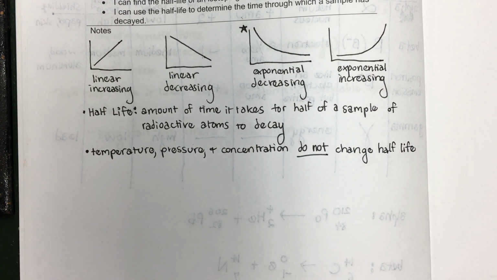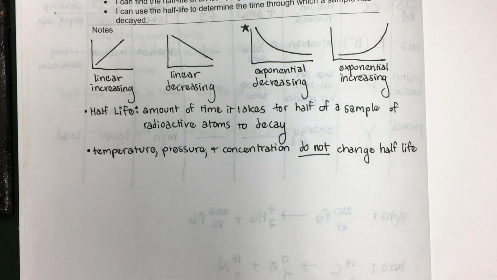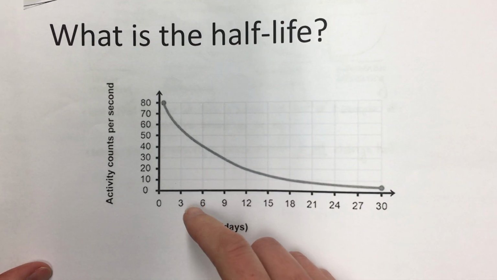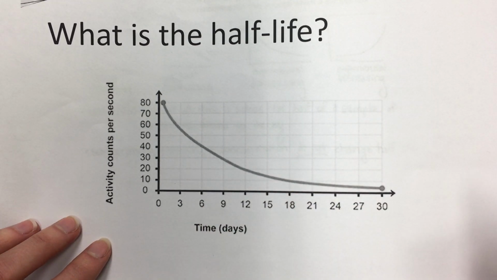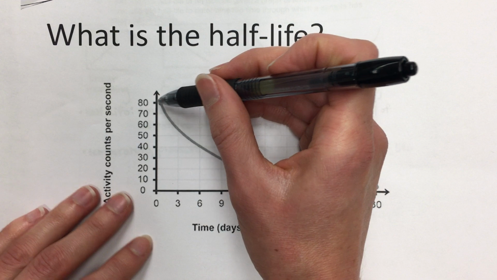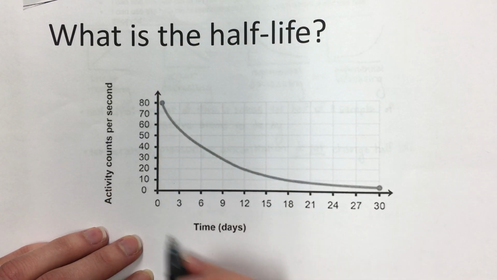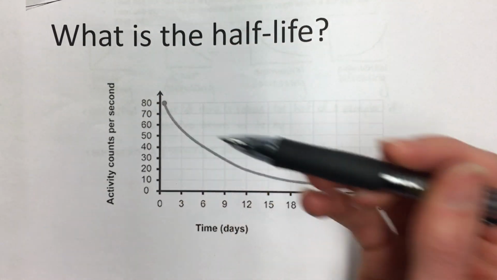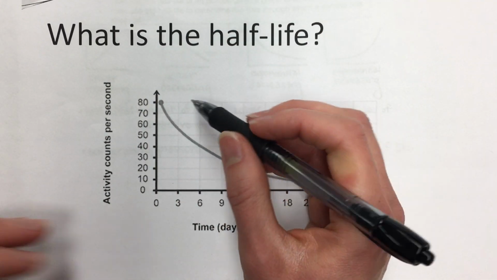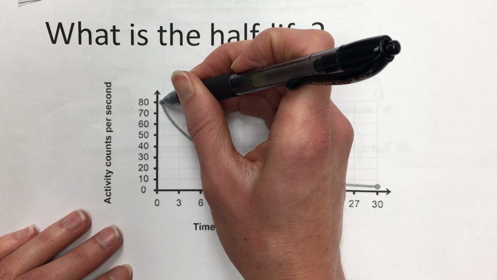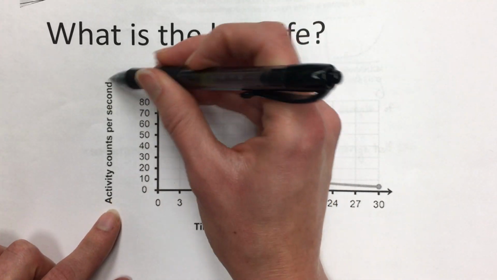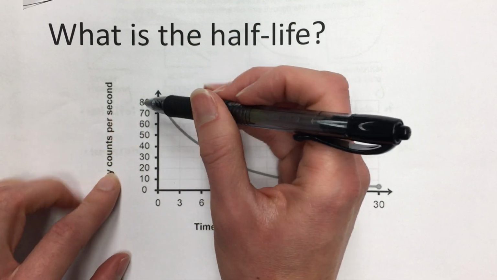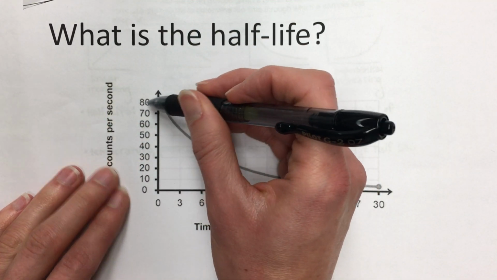Okay, so now I'm going to show you 2 examples of problems you need to be able to solve. So one of them is you need to be able to look at a graph like this one and figure out the half-life. On the x-axis we have time. On the y-axis we have activity, counts per second. You can think of this as how much radioactivity there is. Sometimes this is the number of radioactive atoms. Sometimes this is grams of radioactive substance. Either way, it's the same. We start out with 80.